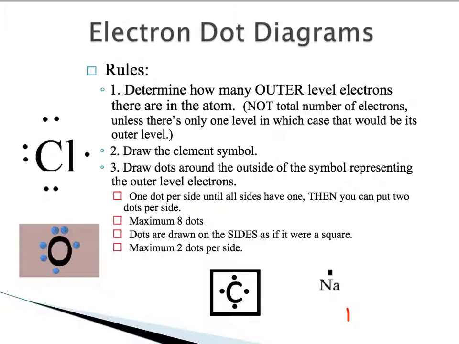Think of the dots when you draw them as drawing around a square. So this is one side of the square, this is the other side of the square, this is one side of the square, and this is the other side. All right, that's where the dots go.